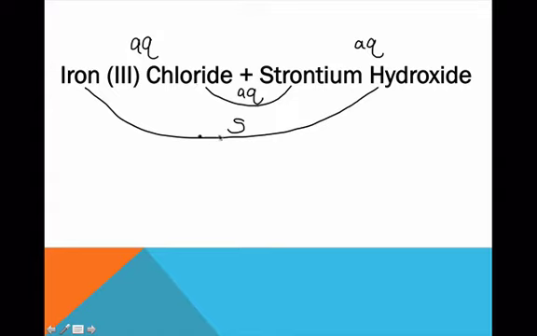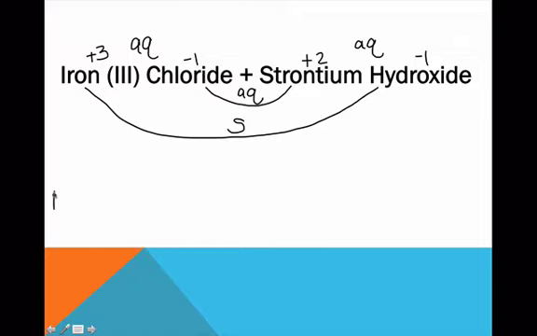So now I've done everything, and I even sometimes go back through and put all the charges in here. Strontium is a +2, hydroxide is a -1. Now I have everything I need just to go in here and write this formula. It is really, really important that we include states of matter in this.